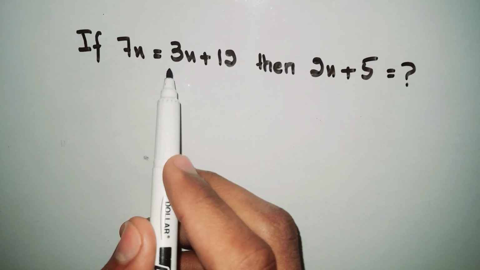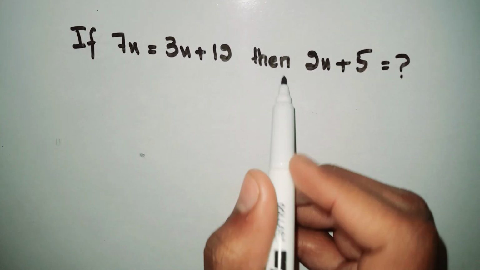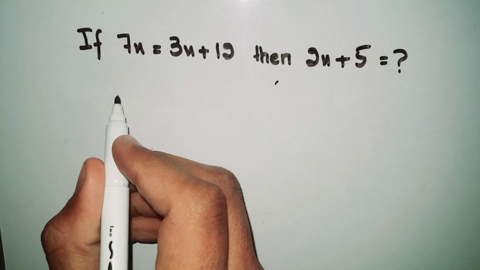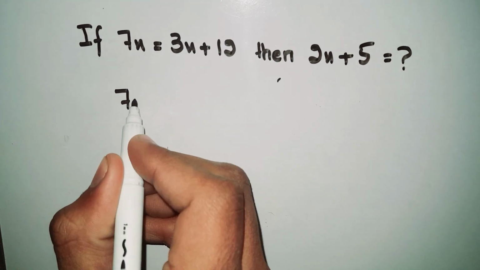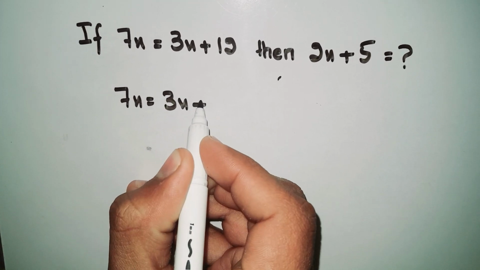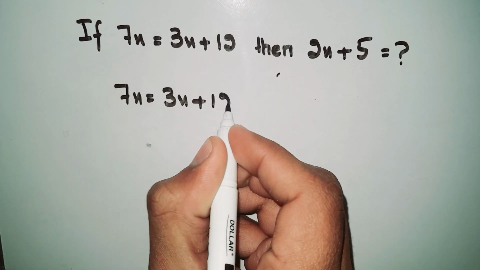If 7x is equal to 3x plus 12, then what is 2x plus 5? So first of all, here we write 7x is equal to 3x plus 12.